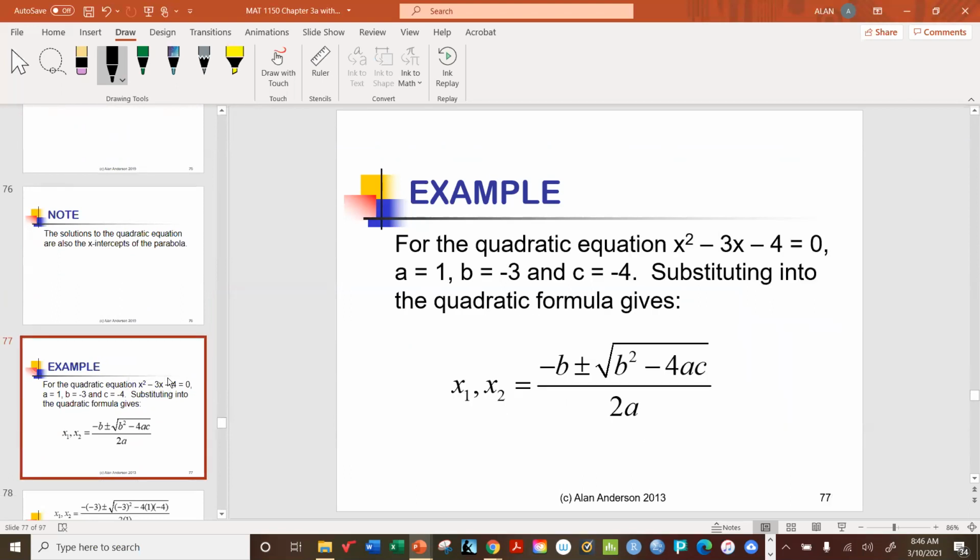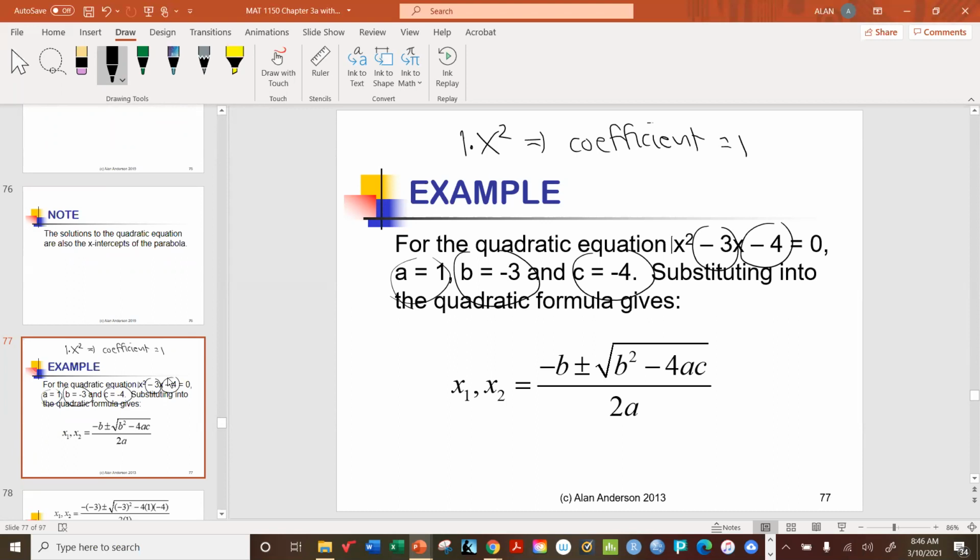So we start out with a very nice, simple quadratic equation, x squared minus 3x minus 4 equals 0. And of course, don't forget, this one has a coefficient of 1. There's an implied 1 here. So in the quadratic formula, a is 1, b is -3, and c is -4. Then I can plug those into my quadratic formula and find my two solutions. It looks like they're going to be 4 and 1.